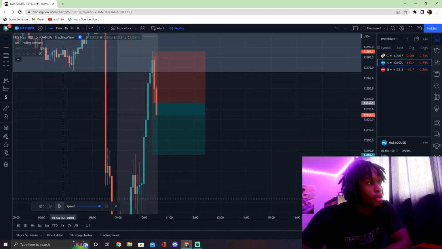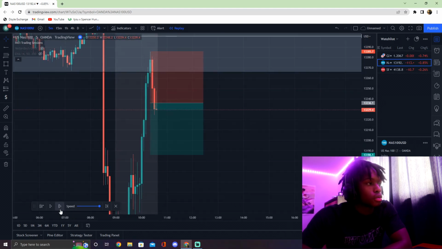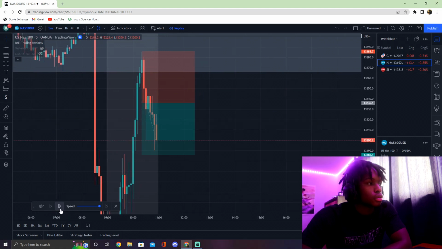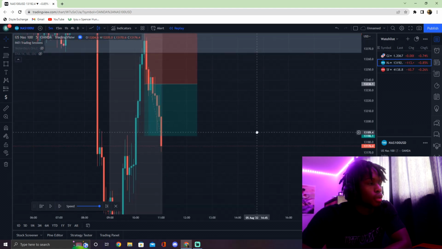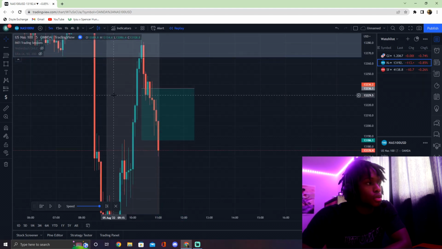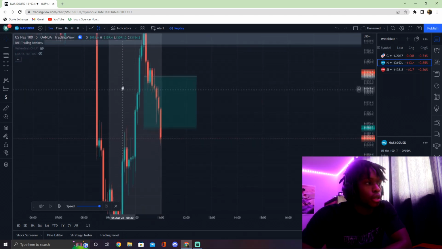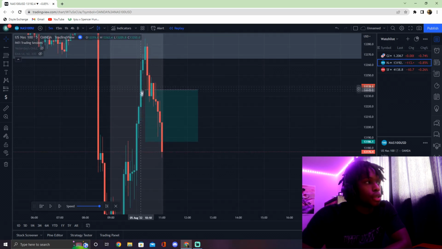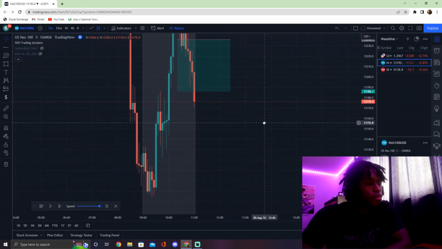Now let's see what happens. It breaks it. We're in the trade. All right, hit our 1-to-1. Adjust my stop loss to break even. So if the trade turns against me, I'm okay. I haven't lost any money. And what did it do? It filled in this gap.